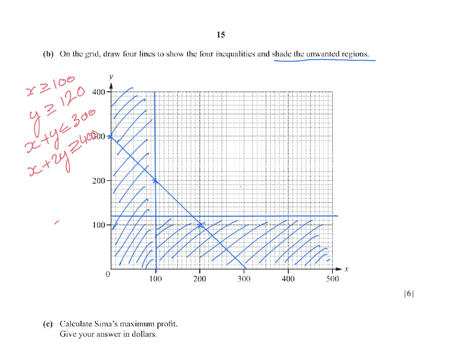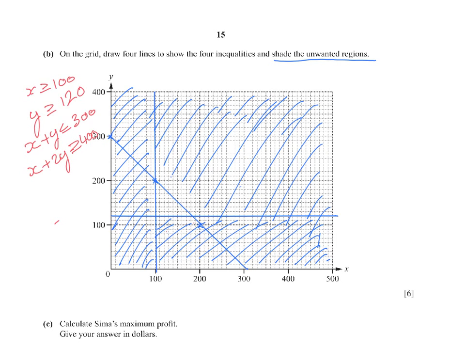And it goes like that. There we go. And we are interested in smaller or equal, so we shade the unwanted region, which is that big lump over there. Okay, there we go. So we have the little triangle in the middle left, but we still have one inequality to do. X plus 2y bigger or equal to 400.